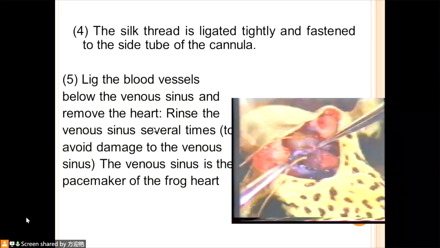Because the sinus node is complete, it means that the heart has automatic rhythm, automatic contraction and automatic excitation. And then we will record the contraction curve. First, the thread is tied tightly and fastened to the side of the cannula.